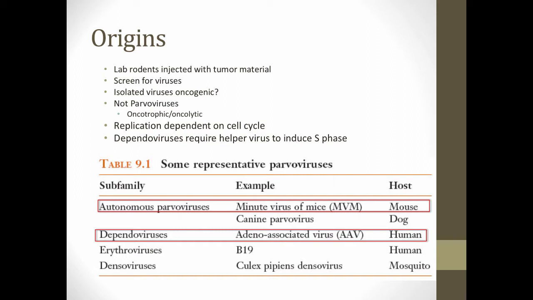So autonomous versus dependoviruses. The autonomous parvoviruses don't require infection with another virus. They can infect a cell, hang out and wait until that cell enters S phase, and then they can duplicate their genomes. The dependoviruses, as the name suggests, are dependent on infection with another virus to push that cell into S phase.